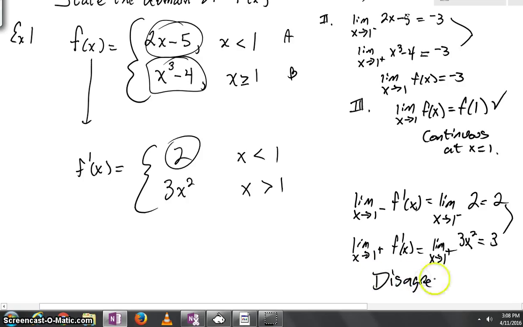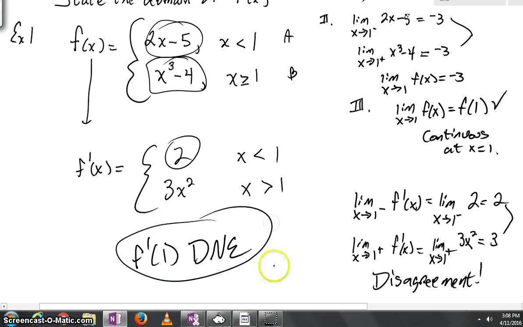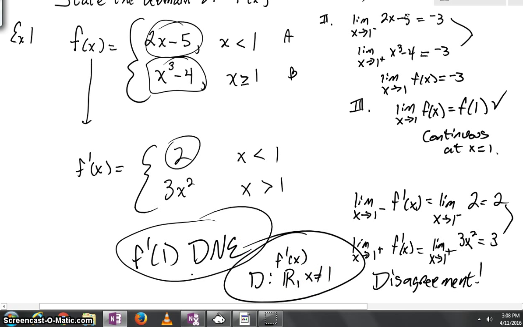What do we know? We're going to know that f prime of 1 does not exist. So, what's the domain? The domain for f prime is all reals, but x cannot equal 1. Your derivative is fine no matter what you want to plug in, but don't plug in x equals 1. We have an issue there.